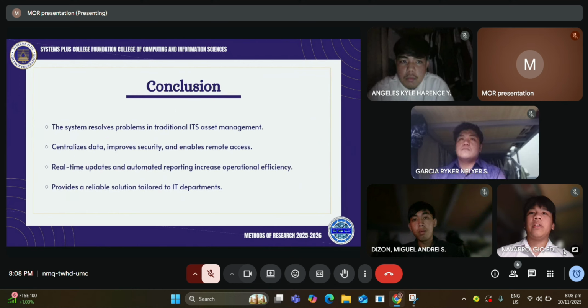Our conclusion is that the system resolves the problem in traditional IT asset management: it centralizes the data, involves security, and enables remote access. The next one is real-time data update and automated reporting, which increase operational efficiency. And the last one is to provide a reliable solution tailored to the IT department.